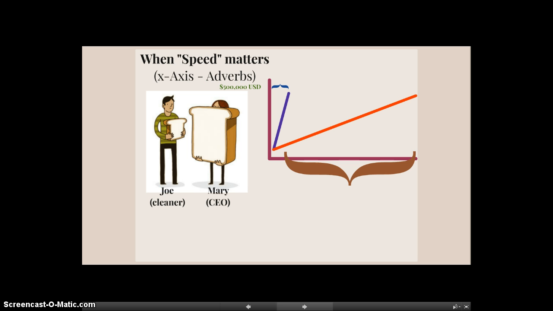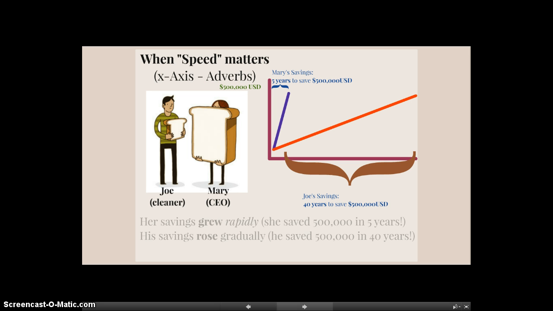If we look at a line graph and measure how long it takes to save 500,000 US dollars, Mary makes that kind of money very quickly. Joe takes a long time to earn that kind of money. So we could say her savings grew rapidly. In other words, she saved this amount of money in such a short time, while his savings rose gradually. What's more important is that it took a long time for him to get to the same amount of money on the y-axis.